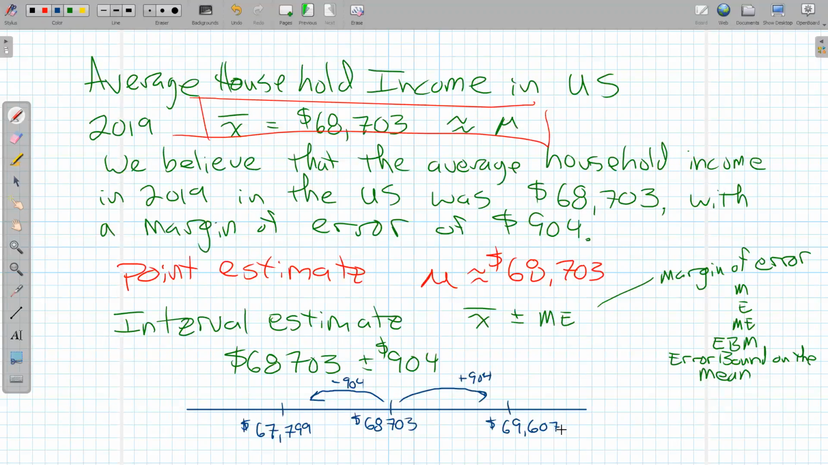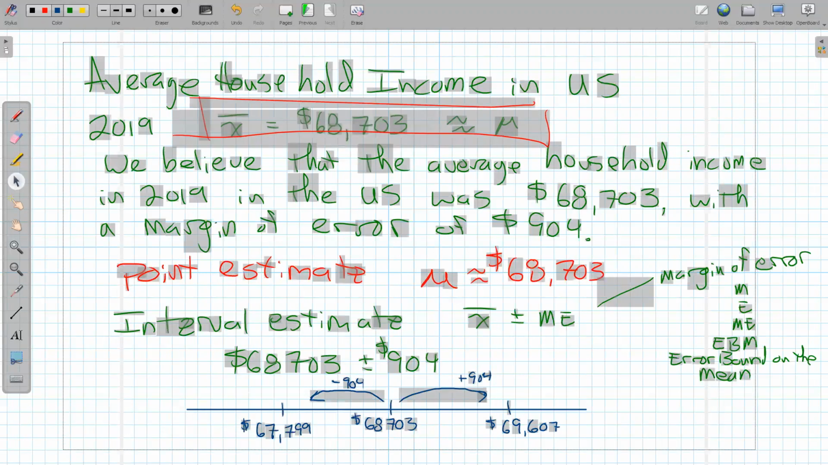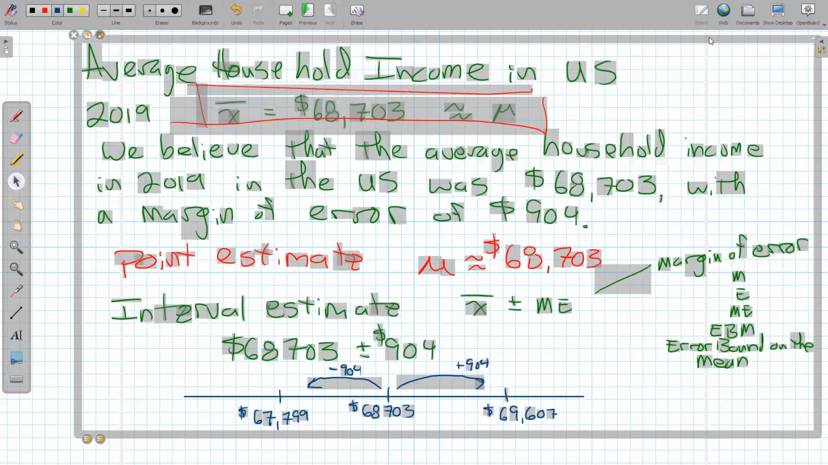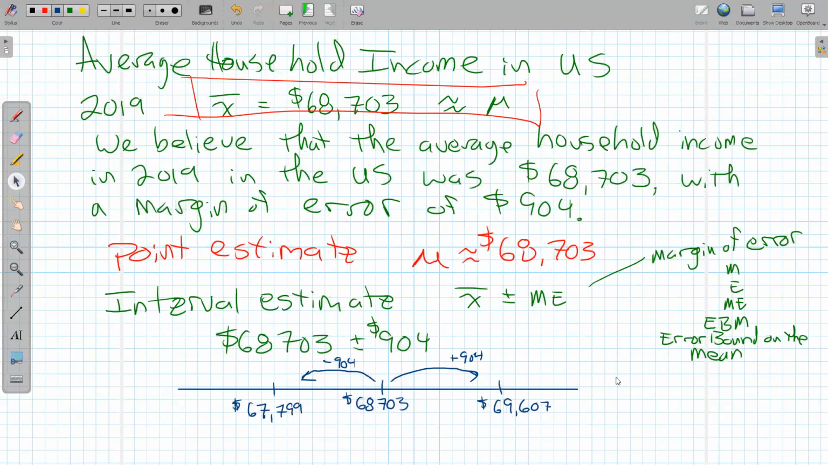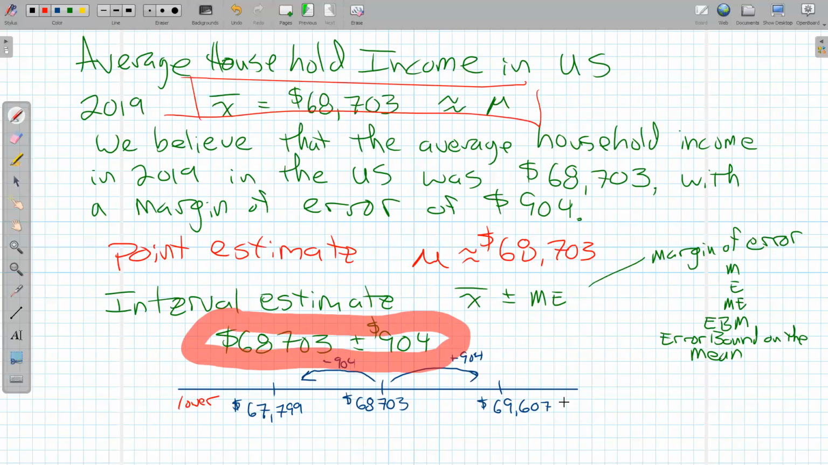So this bottom part, and in case anyone's having screen trouble, I better shift this up. You can all see that. So another way to talk about my estimate for average household income, I think it's somewhere between 67,799 and 69,607. So my interval estimate could either be stated by stating the center and the margin of error, or I could state the lower and upper estimates. This one down here is my lower estimate, and this one right here is my upper estimate.